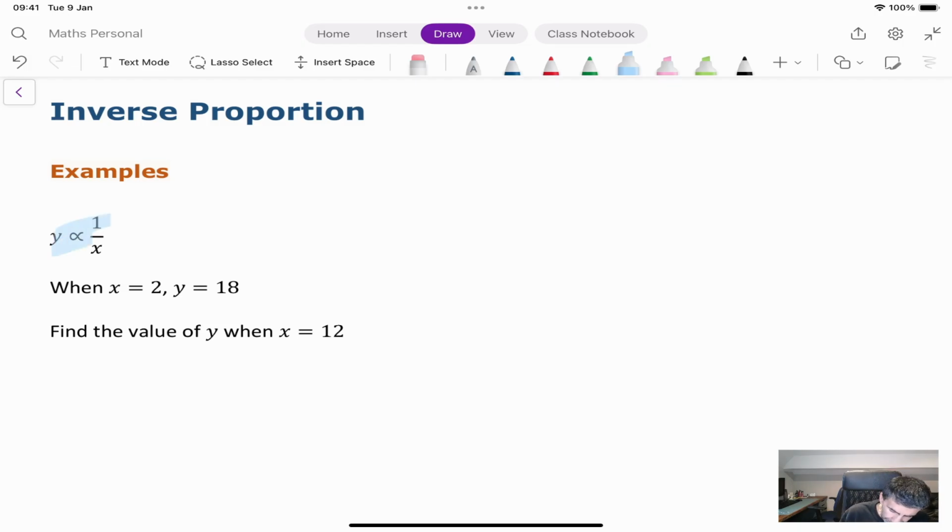So the notation here is this. That is telling me that y is inversely proportional to x. The 1 over x bit is just notation for this. It's telling me that it's inversely proportional to x. And what that means is that my y is equal to something divided by x. And the idea is we want to work out what that something is.